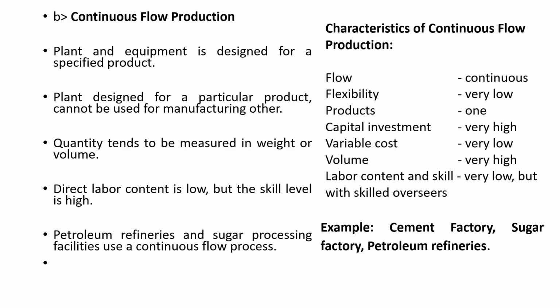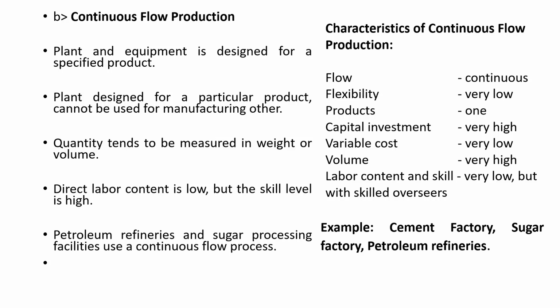But in case of continuous flow production, the plant and equipment is designed for a specified product only. Hence, if the demand fails for the product or ceases, the plant cannot be used for manufacturing other products. It is to be scrapped altogether. Good example of continuous flow production is cement factory, sugar factory, petroleum refineries. So the plant and equipments are designed for a specified product. Plant designed for a particular product cannot be used for manufacturing other products.